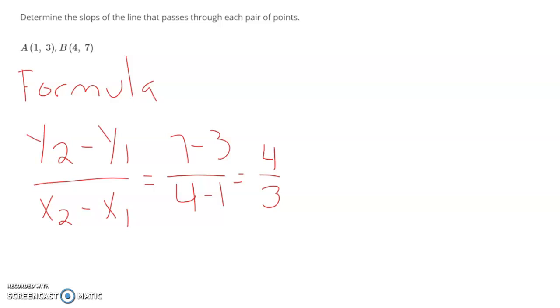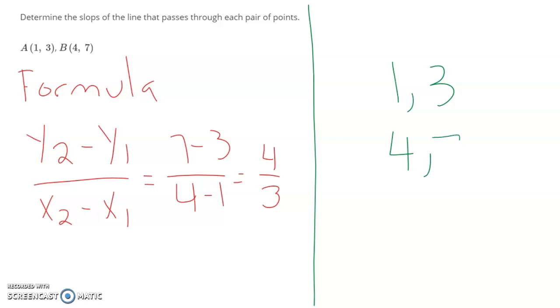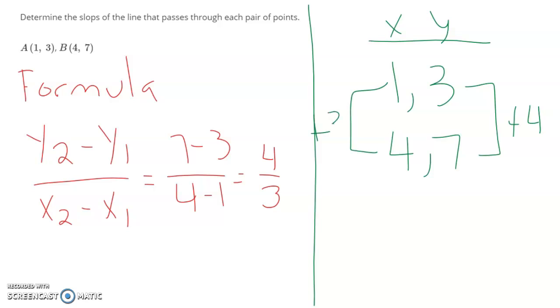I also can do this by stacked tables. 1, 3, 4, 7. I'm just stacking it, the coordinate points. Here's my x and my y. My change of y is adding 4. My change of x is adding 3. My slope is 4/3.